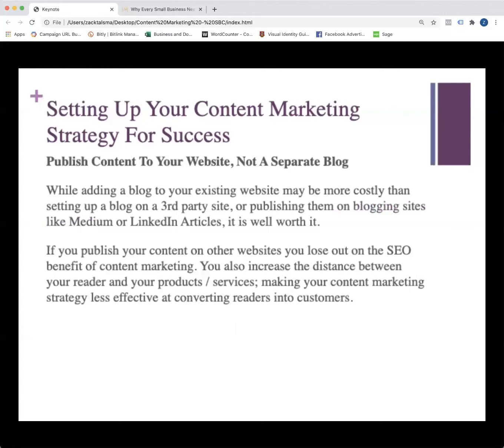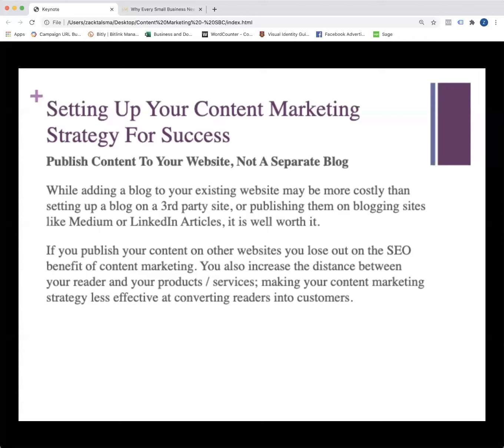Another thing that you're going to want to do is publish all of the content that you produce to your website, whether it's a video, a blog, an infographic, a podcast, maybe not as much, but these should be put on your website or you don't get the full benefit of having them. So there are third-party kind of blogging sites. There's also Medium, LinkedIn articles that you can publish to.